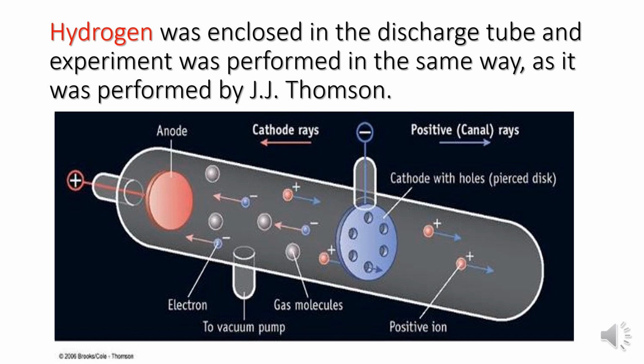And he used hydrogen gas, enclosed inside the discharge tube, and the experiment was performed in the same way as was done by J.J. Thomson. So this was the setup done by Goldstein.